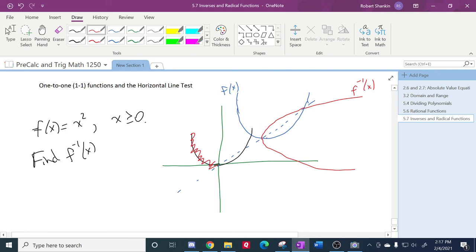So this one right here, if we had just said, let's just have this portion of the parabola, then we would have eliminated this, and then we would have gotten this, which is also a function. So these restrictions will be placed so that the new function, the new inverse, will also be a function.